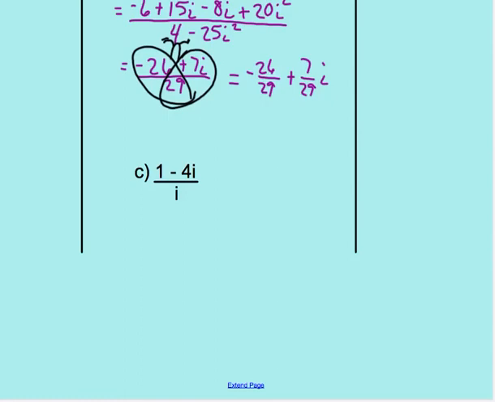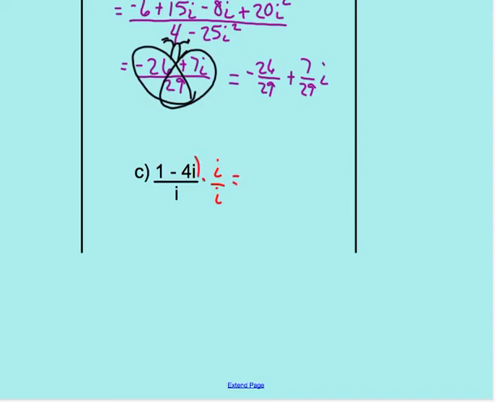Last one, if you feel like you have this, don't feel like you have to watch this last example. But in this case, we just have an i in the denominator. You can just multiply by i. Now you could multiply by negative i, but either way, we're going to get that imaginary part out of the denominator. Once we multiply i by i, it becomes a real number.